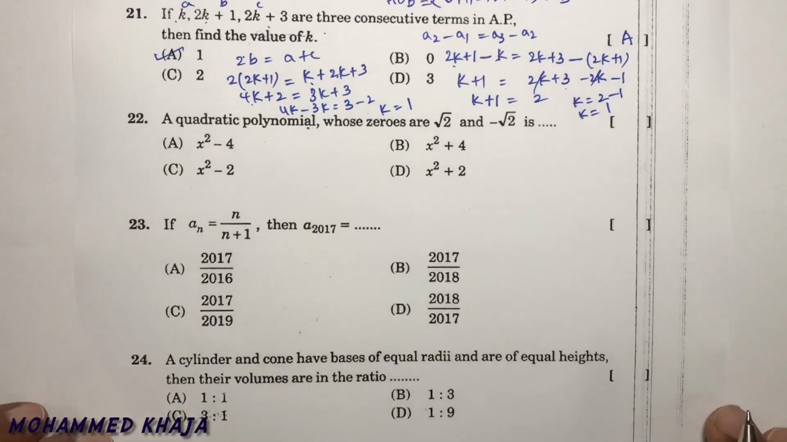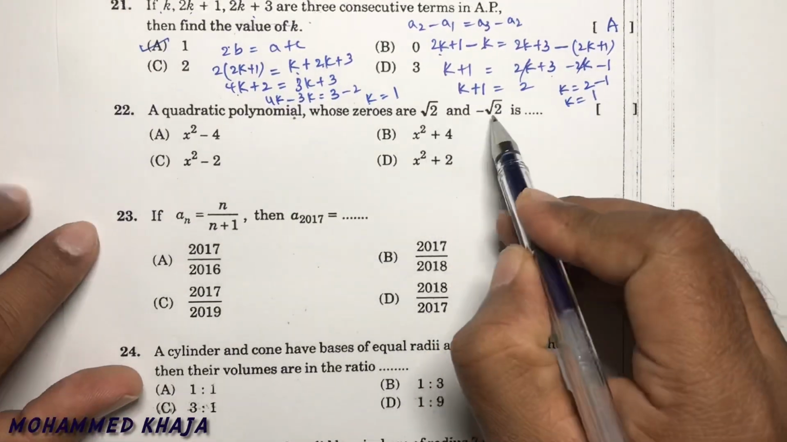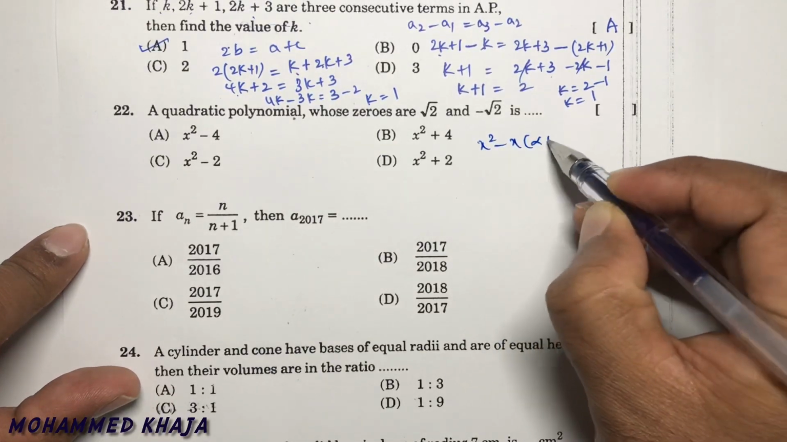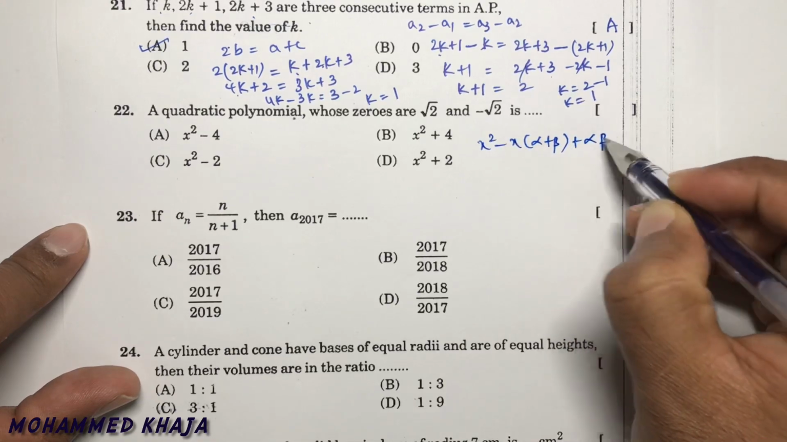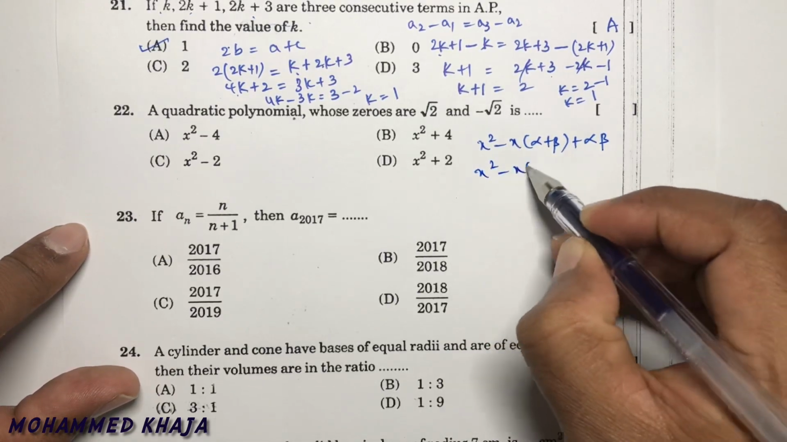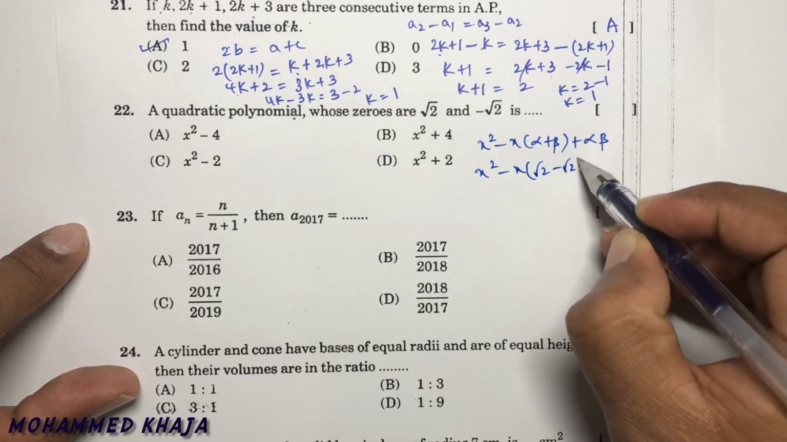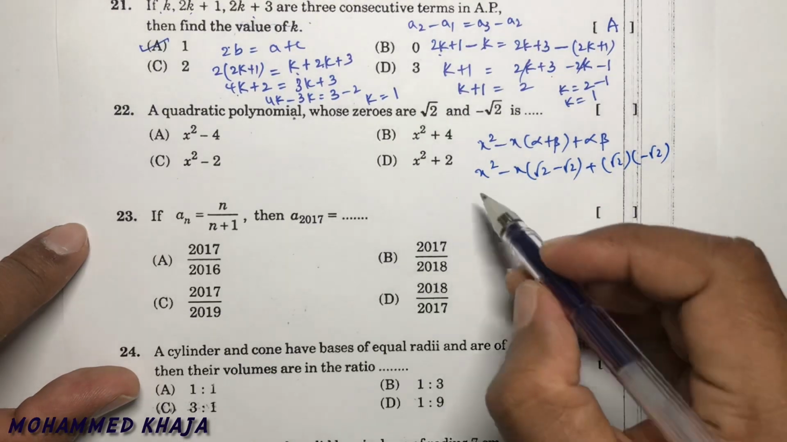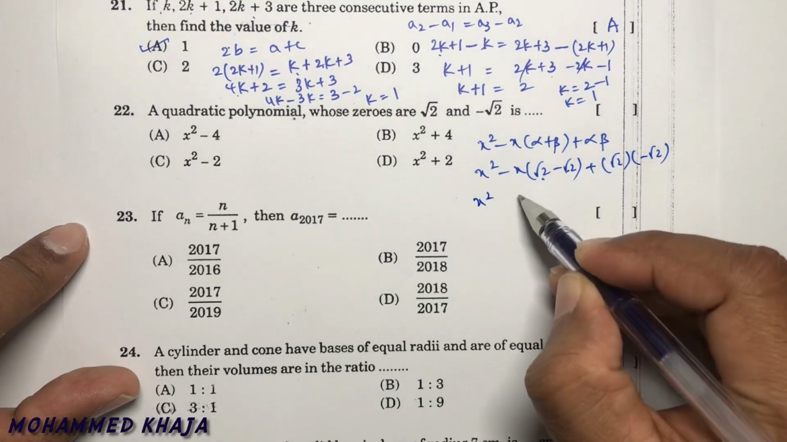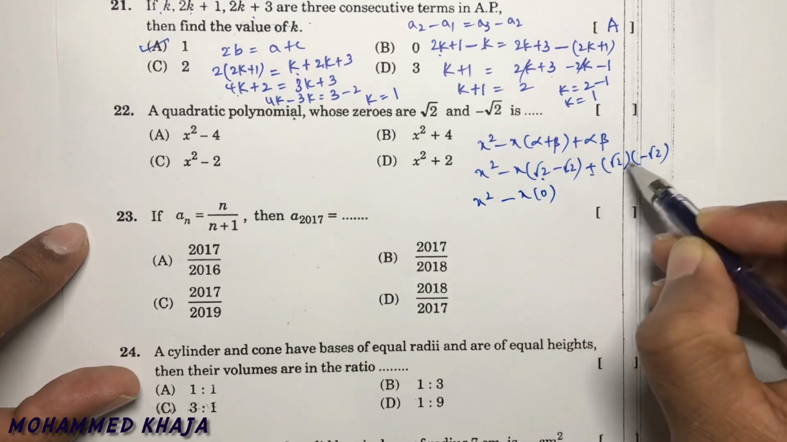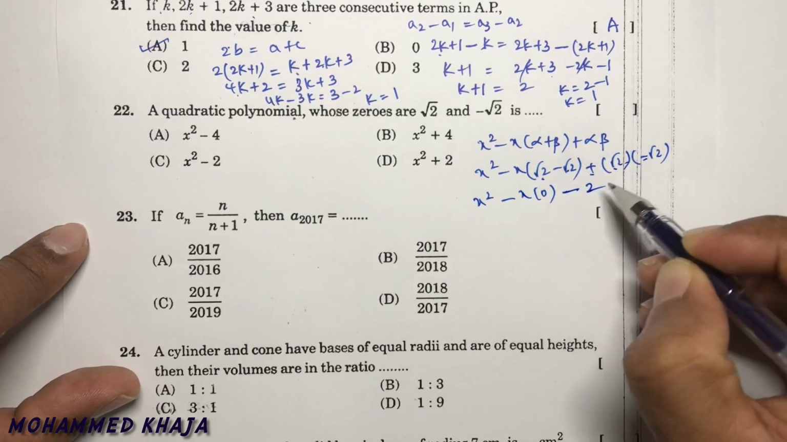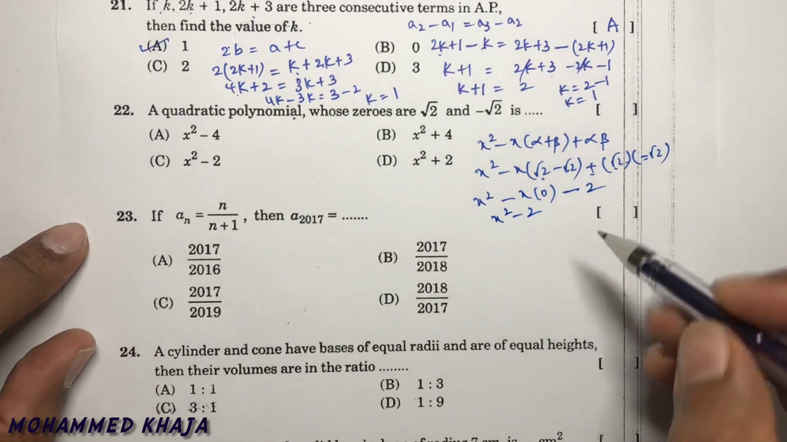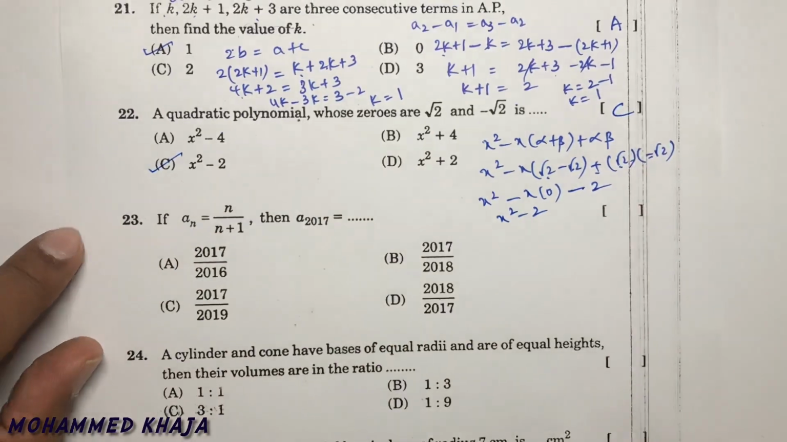The quadratic polynomial whose zeros are root 2 and minus root 2. You can use the formula x square minus x times alpha plus beta plus alpha beta. Here alpha is root 2, beta is minus root 2. Root 2 minus root 2 is 0, and root 2 into minus root 2 is minus 2. So x square minus 2. So the correct option is C. Next one.